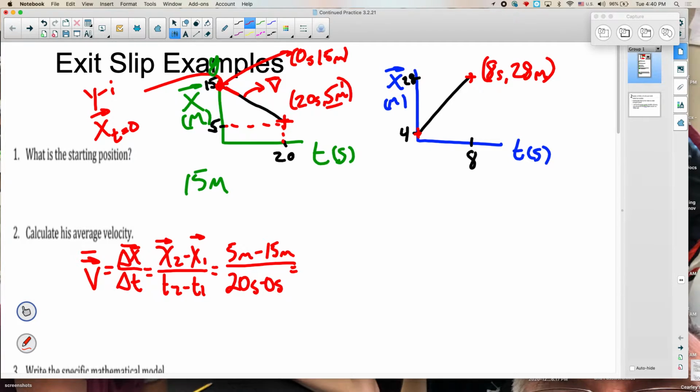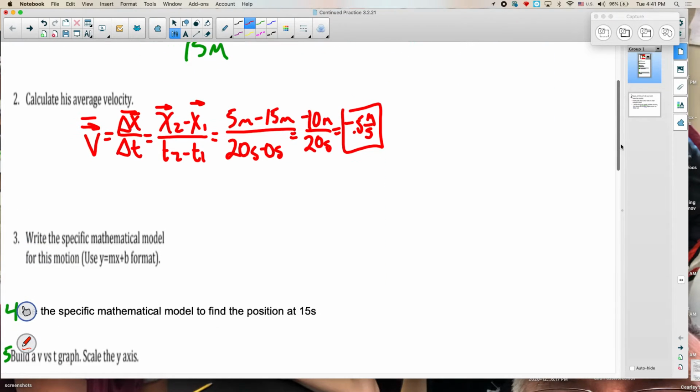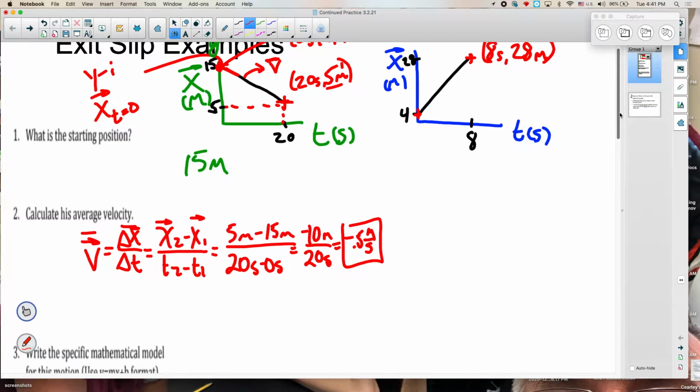Now, when we simplify that, 5 minus 15 is negative 10 meters, divided by 20 seconds minus 0 seconds, which is 20 seconds. 10 divided by 20 is a half, but there's a negative in there, so that's negative 1/2, or negative 0.5 meters per second, is the velocity, or average velocity, for this time. Next up, they want us to write a specific mathematical model.